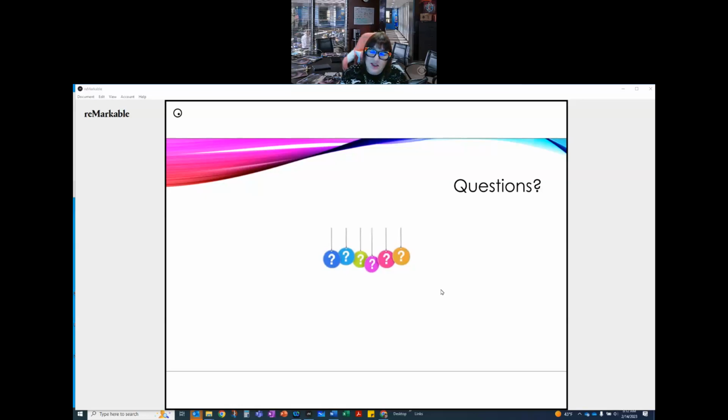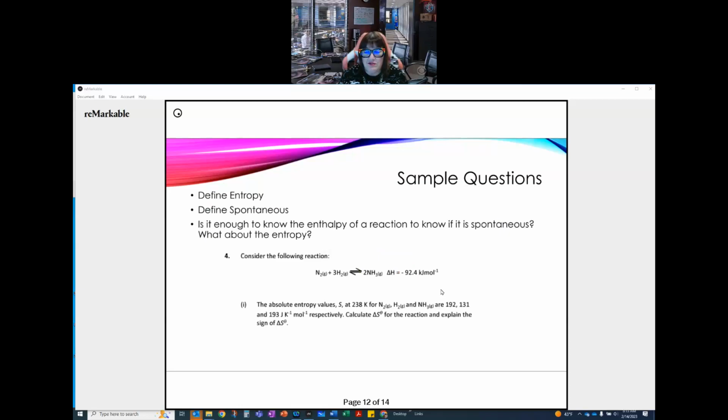So let's see where else we're going to go. Some sample questions. Define entropy. Entropy is a measure of the disorder in a system. Spontaneous occurs with no intervention, i.e., it's going to happen unless I take some step to make it not.